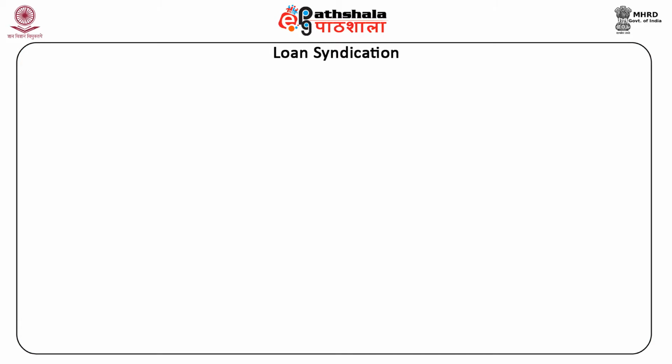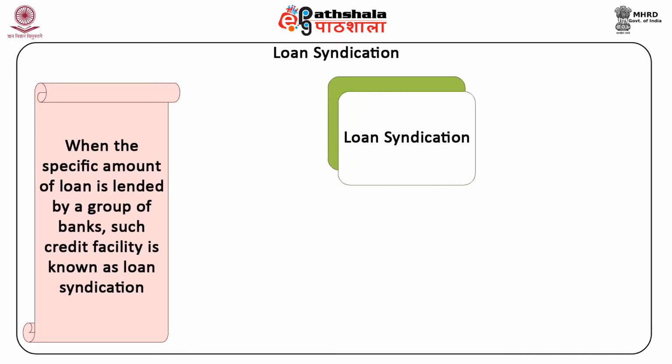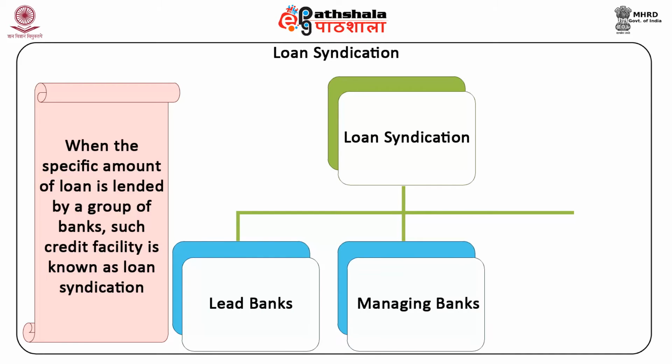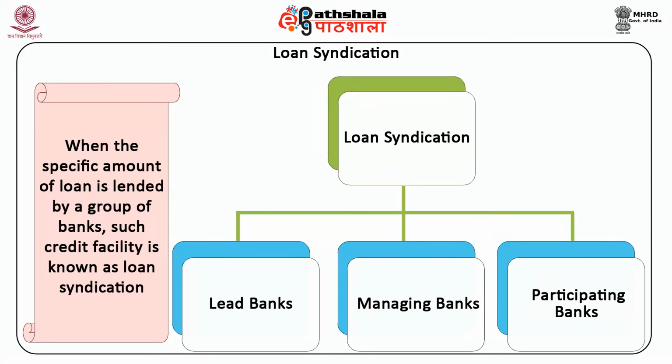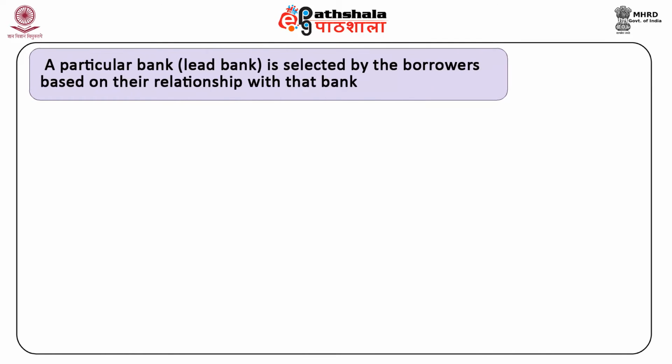Loan syndication. When a specific amount of loan is lent by a group of banks, such a credit facility is known as loan syndication. In loan syndication, banks are divided into 3 categories, namely lead banks, managing banks, and participating banks. There is a separate group called co-managers. In the process, a particular bank, that is the lead bank, is selected by the borrowers based on their relationship with that bank.